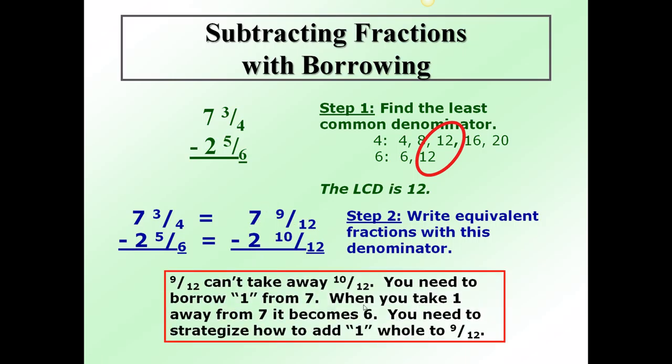So here's my note. 9/12 can't take away 10/12. You need to borrow 1 from 7. We need to borrow a whole number from 7. When you take 1 away from 7, it becomes 6. So we're going to cross that 7 out. It's going to become a 6. And you need to strategize on how to add 1 whole to 9/12. We're talking about a whole thing.